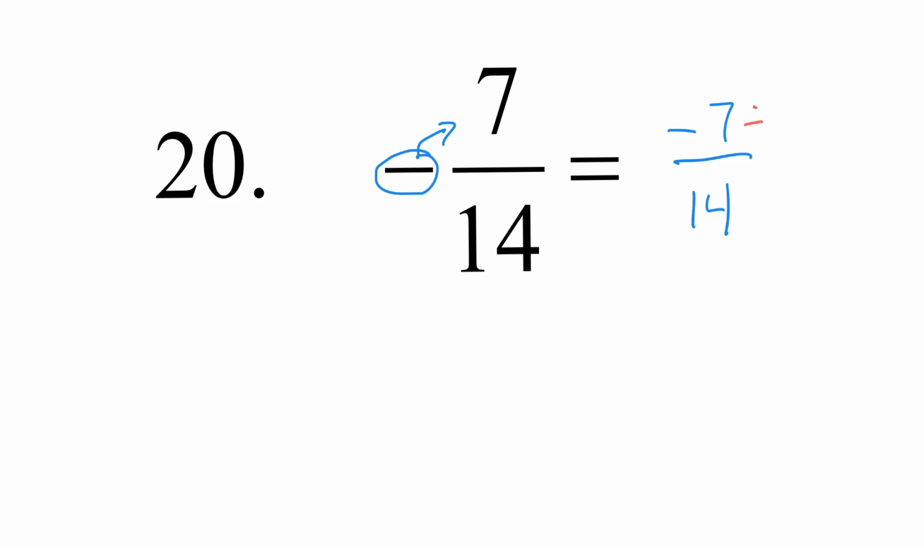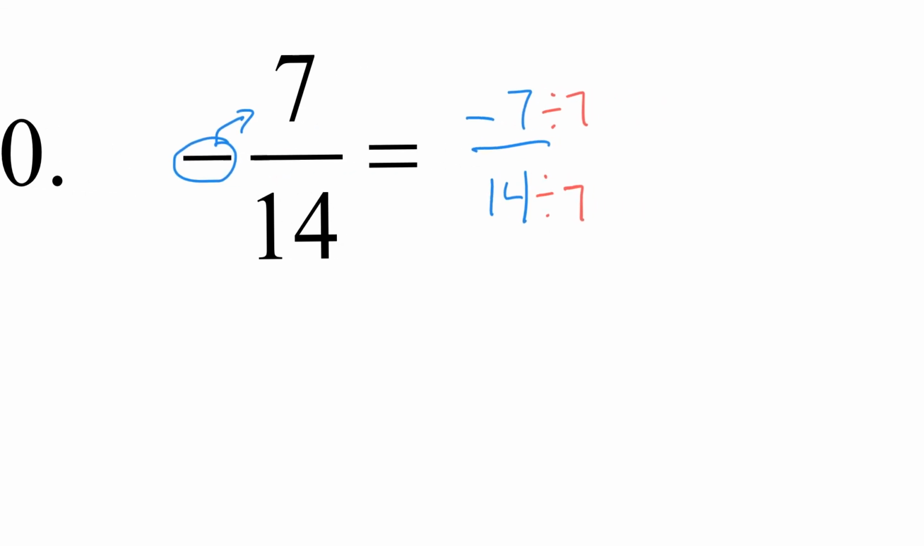You can reduce the fraction. You can divide by 7 on the top, and you can also divide by 7 on the bottom. So when you guys divide, the top, negative 7 divided by 7 will be negative 1. And at the bottom, 14 divided by 7 is 2. So my answer will be negative 1 over 2. You guys don't have to make it into a decimal. You keep it as a fraction. And that is the answer.